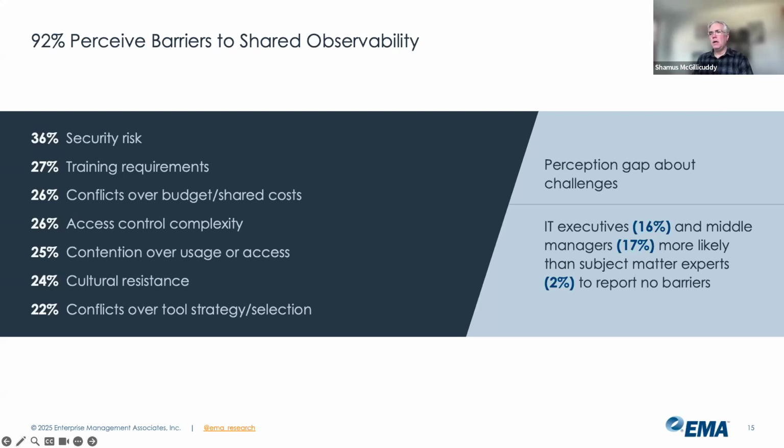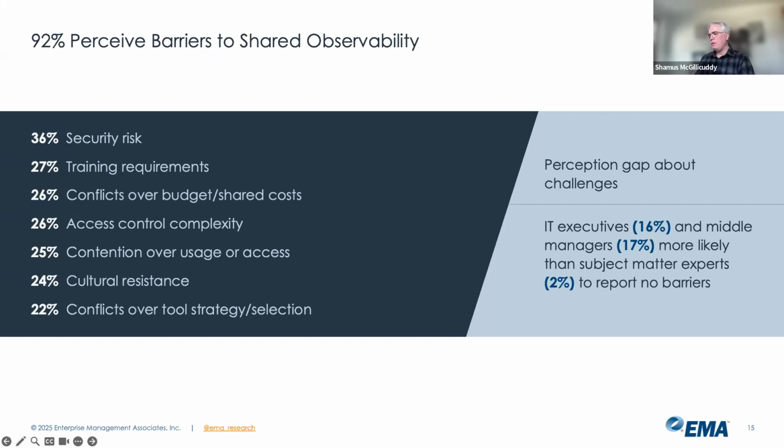In the NOC, they see training requirements might be an issue. It might take time, especially if it's a shared tool but is preferred by one group, the other group will have a knowledge gap that needs to be closed. Conflicts over budget and shared costs makes sense. Access control complexity plays into the security risk piece a little bit. Contention over usage or access, especially if you run into licensing limits with how many people can be logged into the tool, which comes up with some vendors. And then cultural resistance and conflicts over tool and strategy are tertiary concerns.